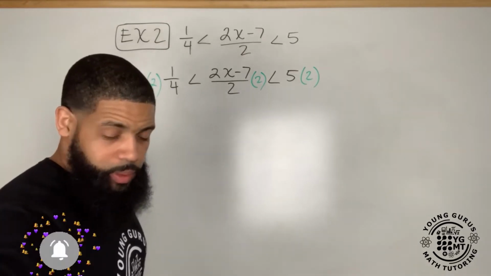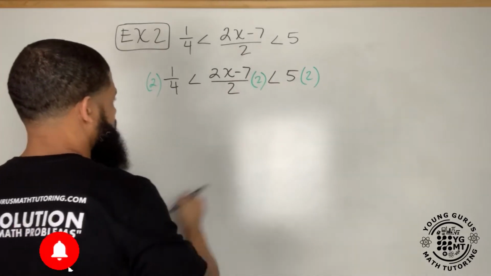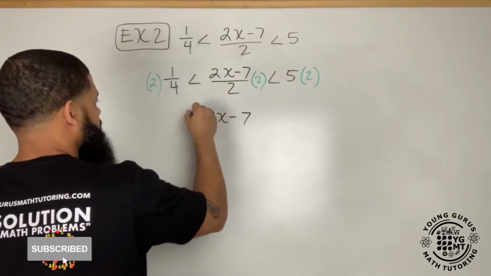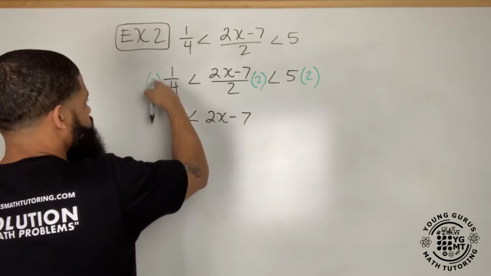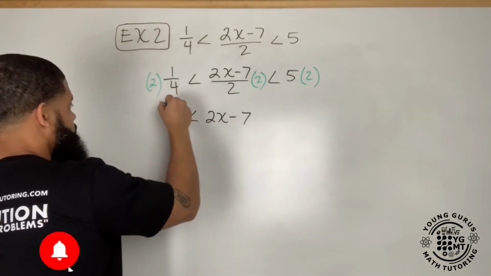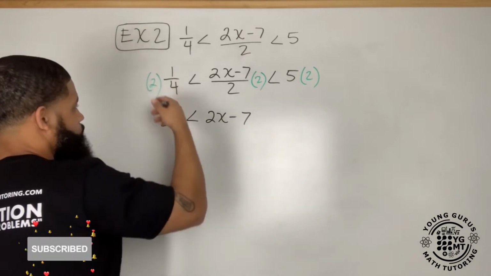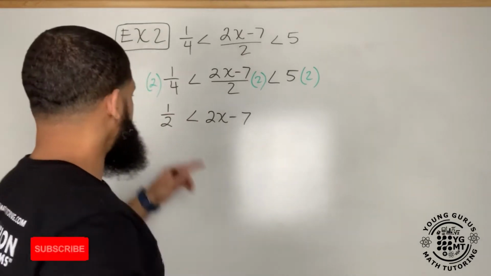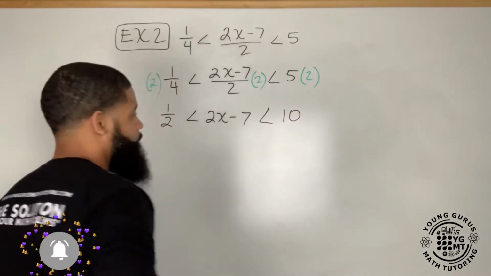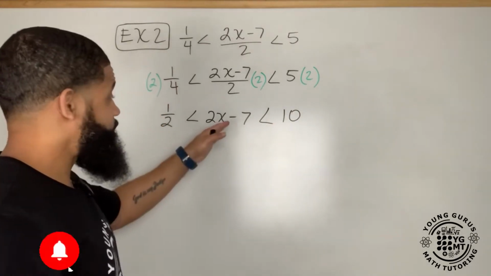Now, when I multiply by 2 in the middle, I'm left with just 2x minus 7. Okay, I bring down my inequality symbol. 2 times 1/4 is actually 1/2. Okay, so 2 times 1/4 is 2 over 4, which is 1/2. And then over here, 5 times 2 is 10. Okay, now remember, we still have to get the x by itself.